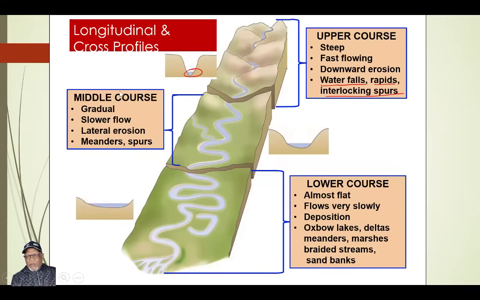Then in the middle course, you can see the volume of water is increasing because more tributaries are joining the river. And then what is happening? The gradient is gradual. The river flows slower because it's no longer as steep as in the upper course. It's getting gradual. And there is lateral erosion. Lateral erosion means sideways erosion. Means now the river is becoming wider. The river valley is becoming wider.